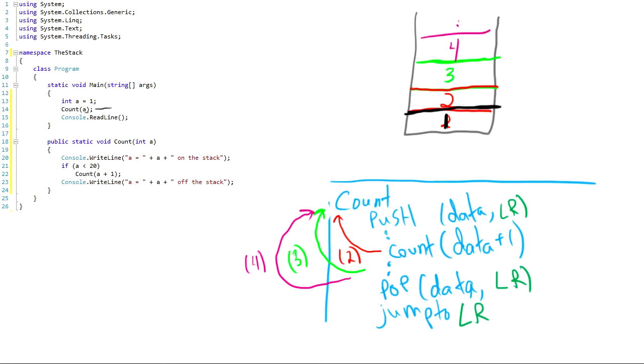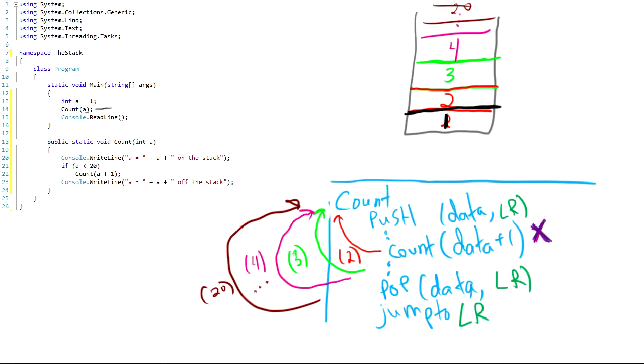And then it keeps doing this all the way until it gets to 20. So dot, dot, dot, etc., until it gets to 20. And so now it goes back and says, okay, count, push data, which is 20, link register. Now, is 20 less than 20? No, it's not. So once we reach the 20th iteration of this recursive method, we've reached the base case, and we no longer perform this call to count.